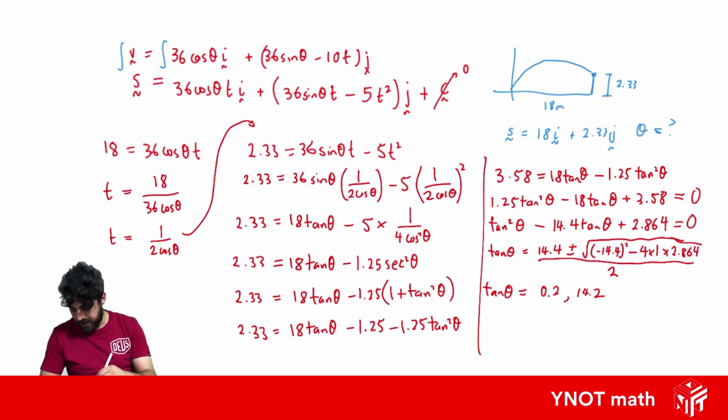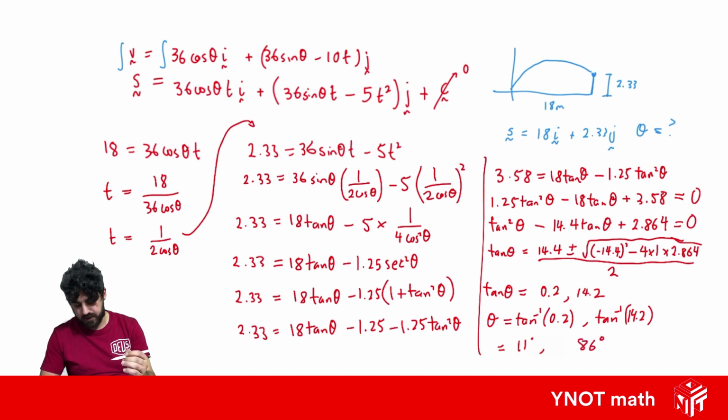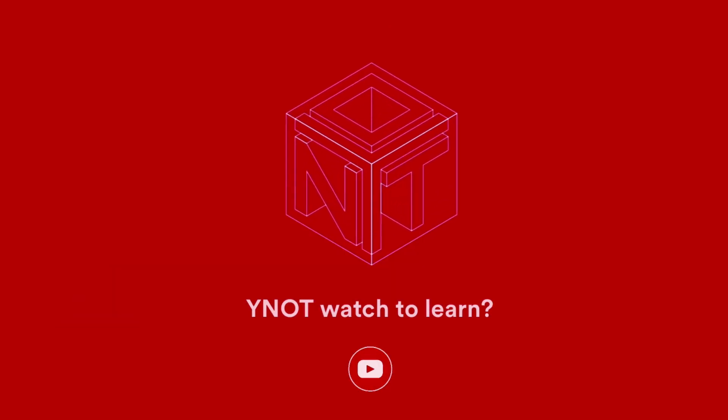Taking the inverse tan of both of those is going to give us theta. So the inverse tan of 0.2 or the inverse tan of 14.2. One of those is going to give you 11 degrees and this one 86 degrees. And in the real world situation, an answer of 86 degrees seems pretty illogical. You don't want to kick the ball up at an 86-degree angle, and so the answer must be 11 degrees.